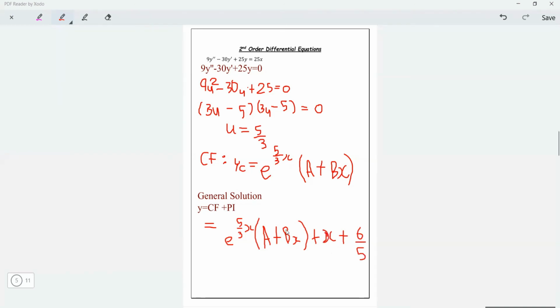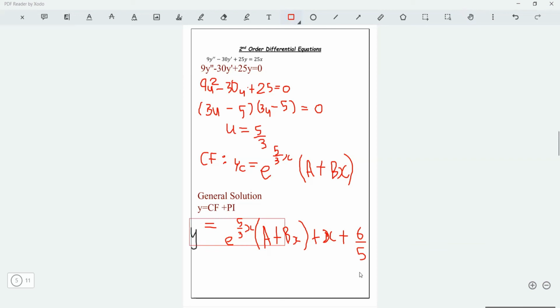If you don't believe that this is true, and you have time, you can find dy by dx and multiply it by 30, find the second derivative and multiply it by 9, and then work out 9 times the second derivative minus 30 times the first derivative plus 25 times this y, and I guarantee you're going to get 25x. You can do that to check your answer. We won't do that right here, as it will take a lot of time. So this is the general solution.